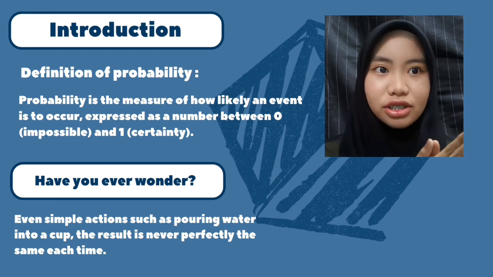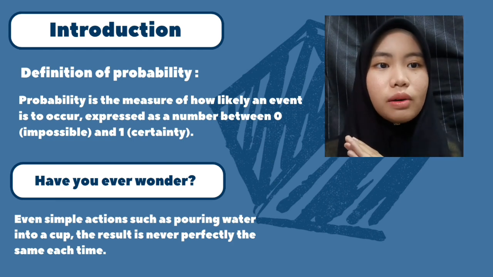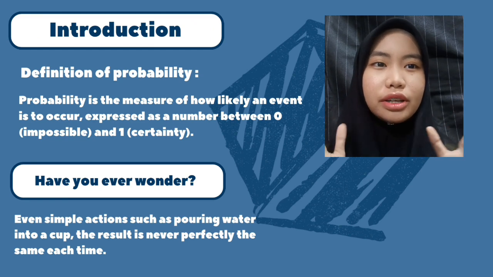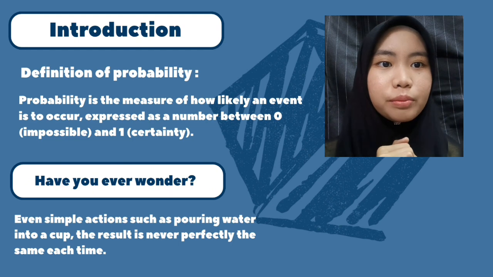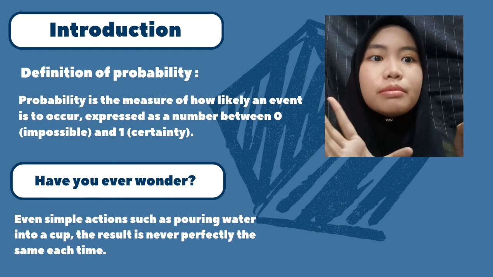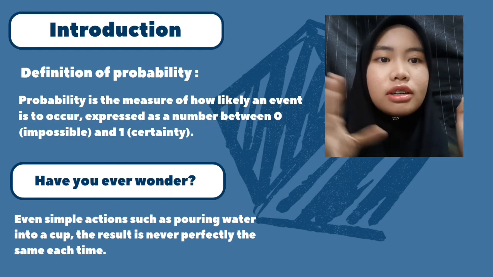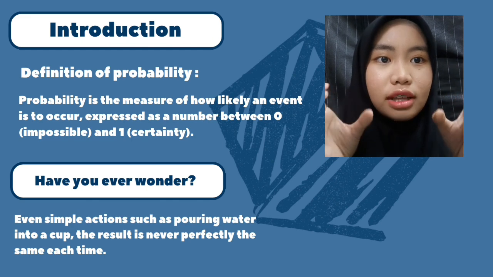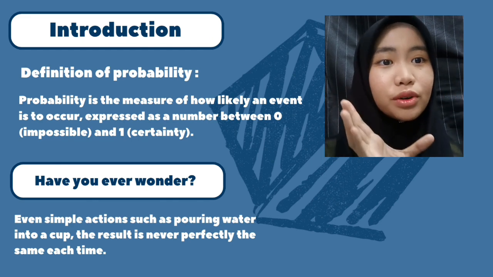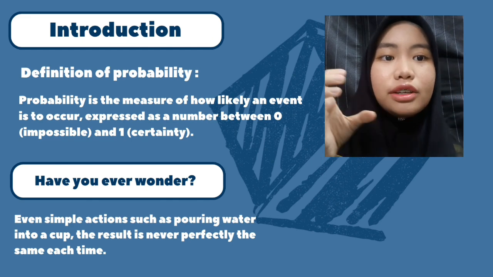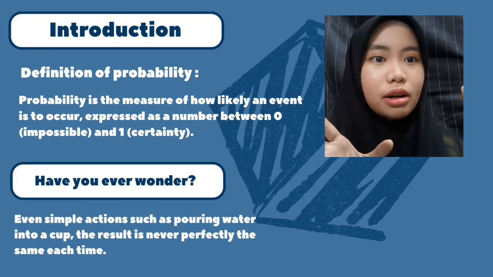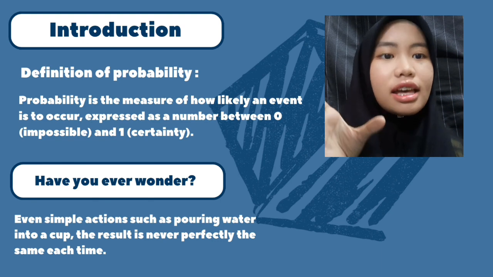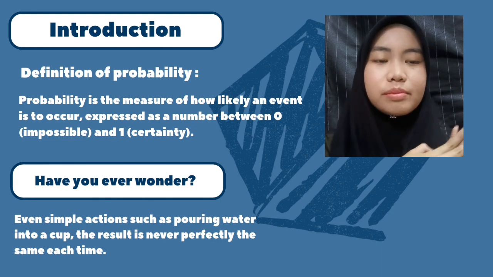and 1, certainty. Now I would like you to think of a situation where you have 2 guests inside of your home and you are serving them the same drink in the same shape of glass. You pour the drink into the first glass and give it to the first guest. Then you pour the same amount into the second glass and give it to the second guest.